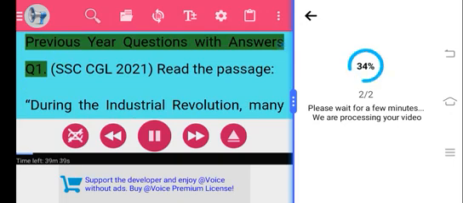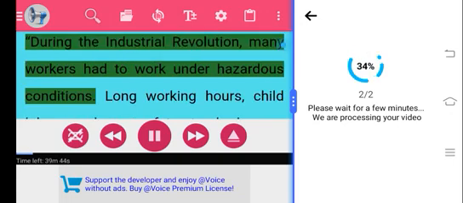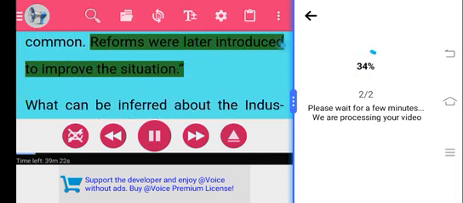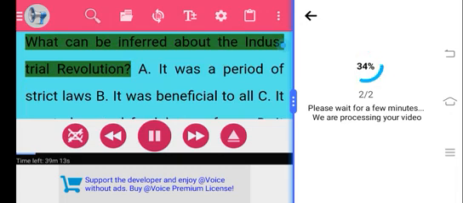Previous year questions with answers. Q1. SSC CGL 2021. Read the passage. During the Industrial Revolution, many workers had to work under hazardous conditions. Long working hours, child labor, and poor safety standards were common. Reforms were later introduced to improve the situation. What can be inferred about the Industrial Revolution?